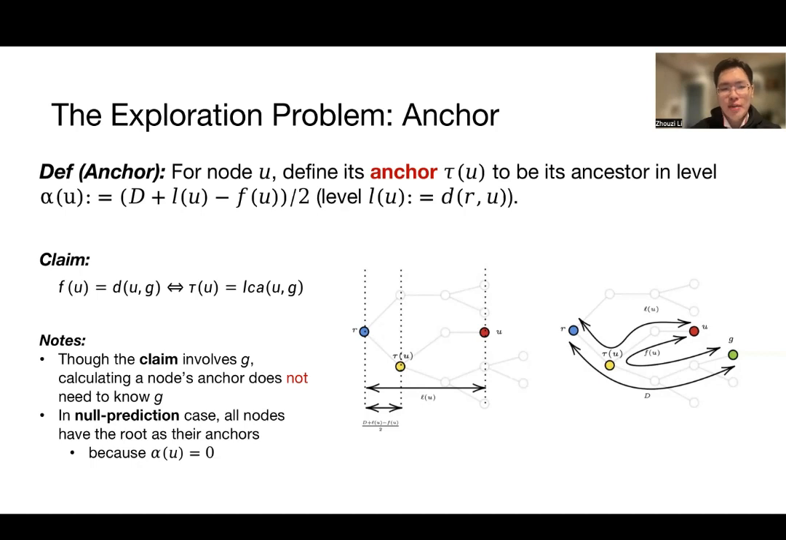Here is an important claim. A node U is correctly predicted if and only if its anchor is the least common ancestor of U and G. See the right figure. If the red node's prediction is correct, its anchor should be the yellow node, which is the least common ancestor of the red one and the green one. Note that here we only need D to calculate U's anchor. And also note that in null predictions, all nodes have the root as their anchor by definition.